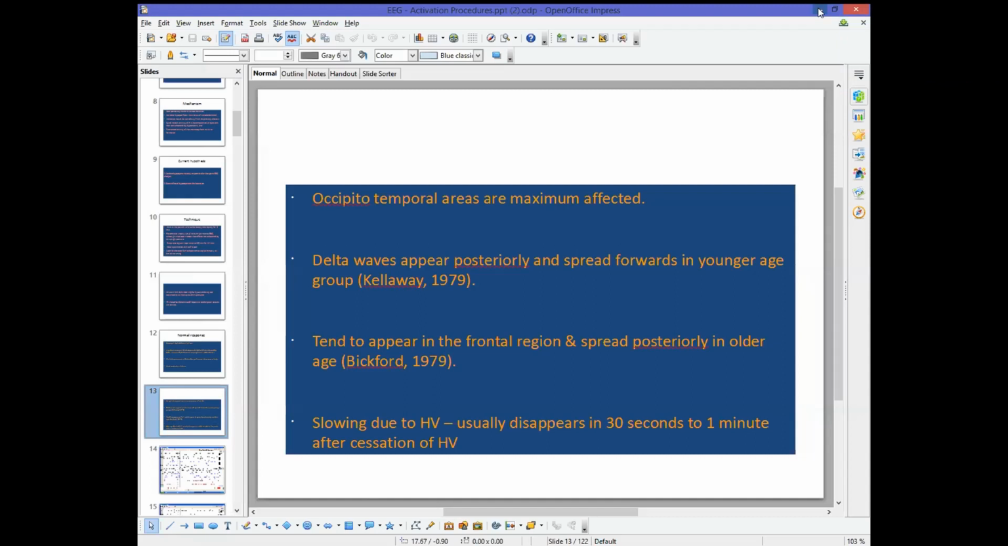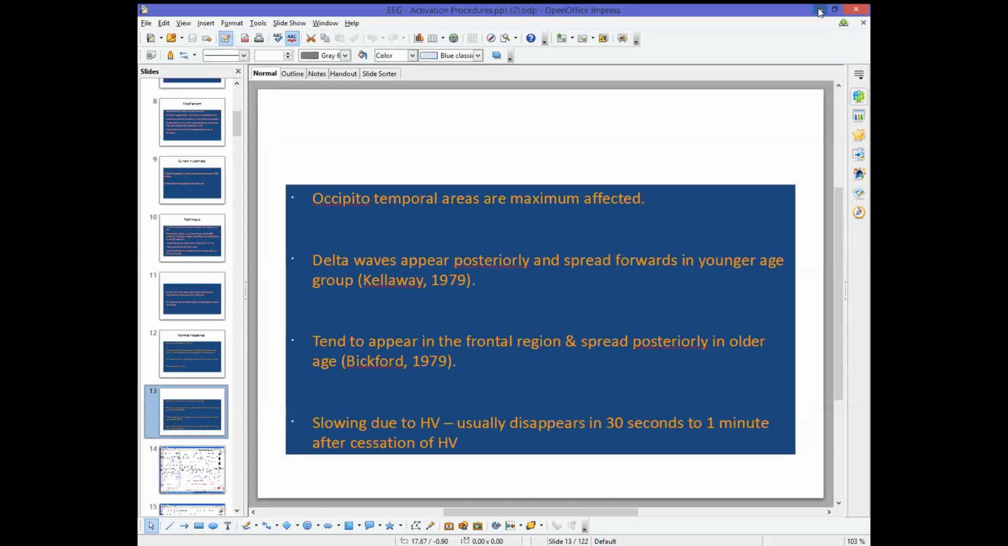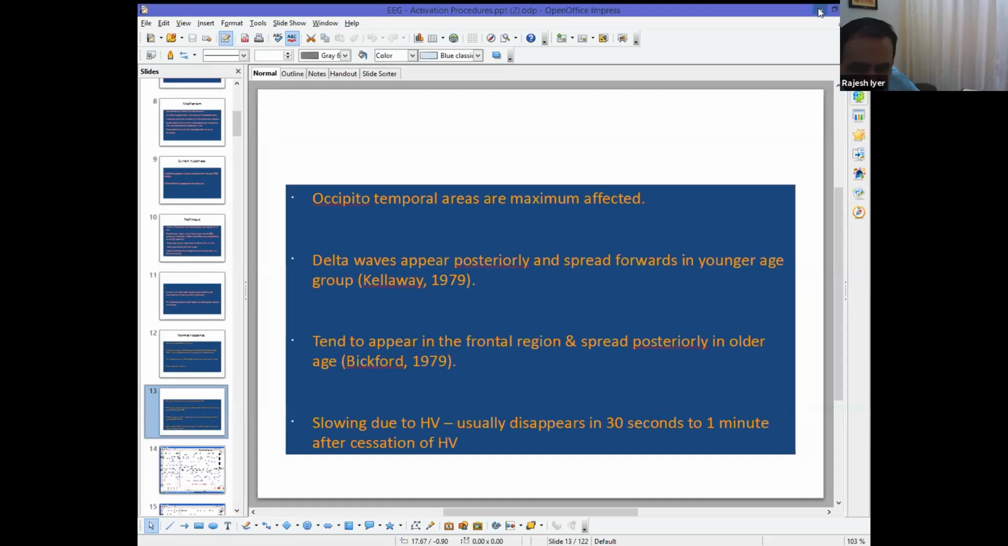Can you see the chat box? In electrographic status epilepticus, what is the abnormal EEG we'll see during HV and the activation procedure? Mr. Balaji Nagarajan has asked. Sir, can you see and give an answer for that, Dr. Rajesh? What is the question, sir? In electrographic status epilepticus, what is the abnormal EEG seen during HV and activation procedures?